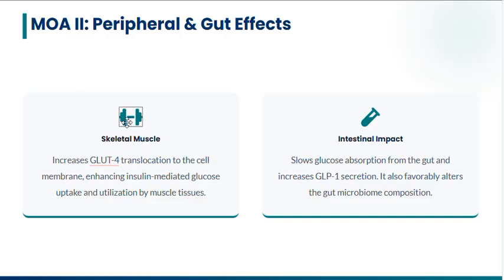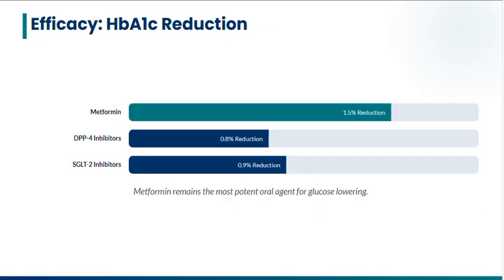And mechanism of action in peripheral and gut effects. Skeletal muscle: increases GLUT4 translocation to the cell membrane, enhancing insulin-mediated glucose uptake and utilization by muscle tissues. Intestinal impact: slows glucose absorption from the gut and increases GLP-1 secretion. It also favorably alters the gut microbiome composition.